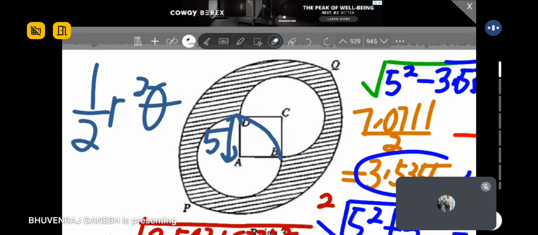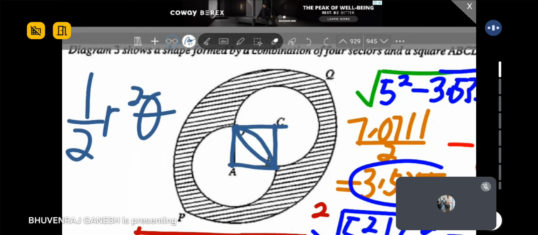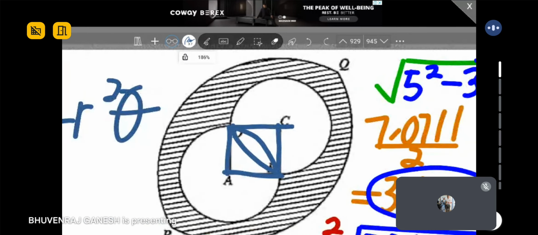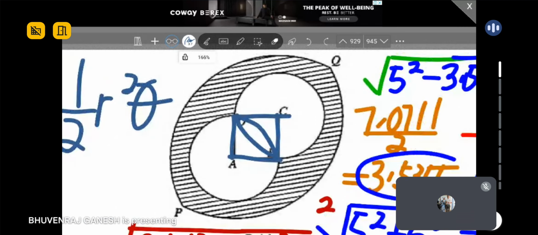So boleh lukis sector kat sini. Okay, so the sector will look something like this. This is one side, this is another side. Can you see, guys? This is one sector, this is another sector. So you can use your area of sector formula to minus off the unshaded region. Kawasan tak berlorek. This one also is a sector.